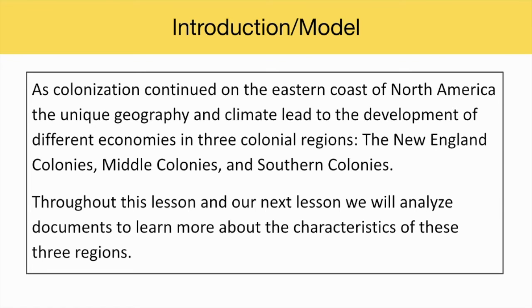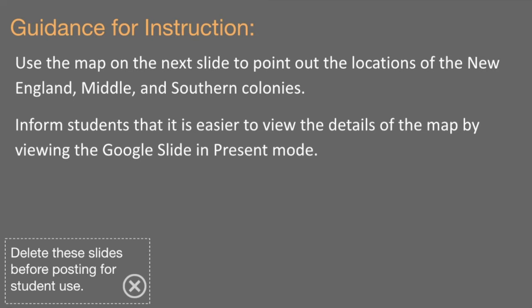We'll share with students that throughout this lesson and our next lesson, we will analyze documents to learn more about the characteristics of these 3 regions. We will model for students by using the map on the next slide to point out the locations of the New England, Middle, and Southern colonies. We could also inform students that it is easier to view the details of the map by viewing the Google Slide in present mode.